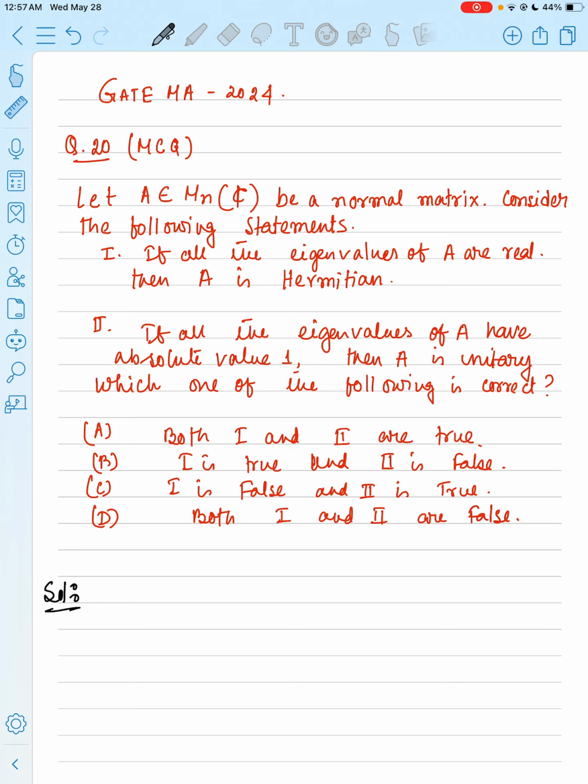In the question we are given a normal matrix with two statements. Statement 1 is: if all the eigenvalues of A are real, then the normal matrix A is Hermitian. The second statement is: if all the eigenvalues of A have absolute value 1, then A is unitary. You have to find which one is correct. The question is from the MCQ section.